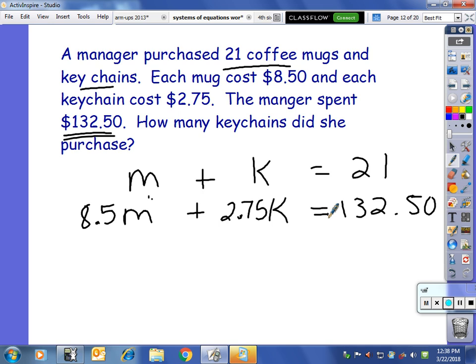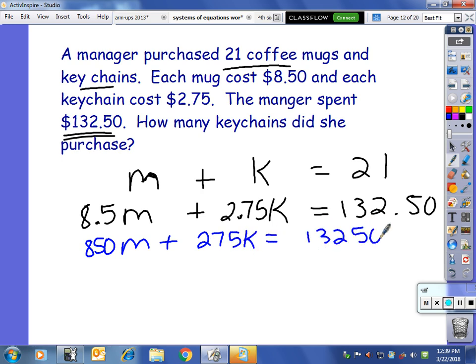Now, we can use the addition method or substitution. It's ready for addition, or almost ready for addition. You have to make something cancel, exactly. You want to eliminate something. So what would I do? Okay, y'all want to make them all whole numbers? 850M plus 275K equals, now that makes this number pretty large, 13,250.